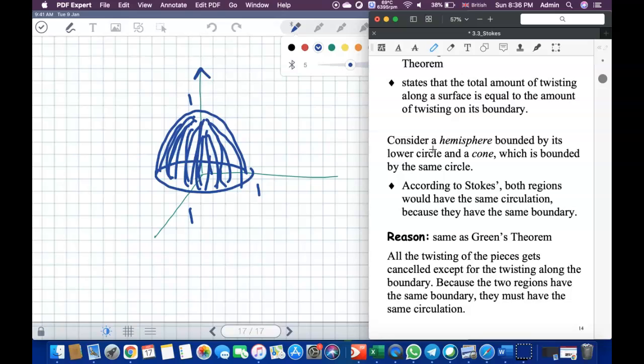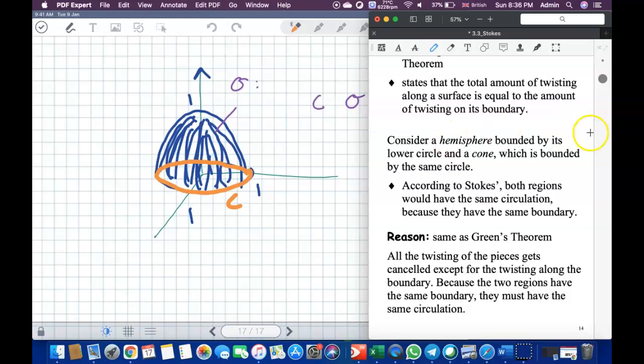What is the curve? Can you determine the curve which becomes the boundary of the hemisphere? When you want to apply Stokes' theorem, you must be able to determine the closed curve C and the surface sigma. In this case, your surface is given by the hemisphere, and your closed curve C is this one. That is your C.